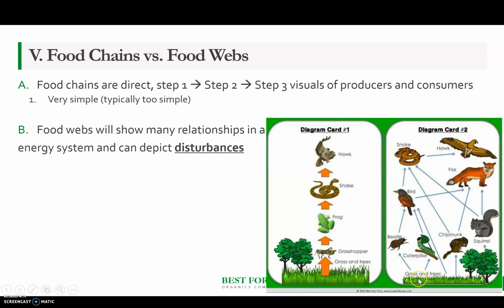So now you're seeing that you have the grass and the trees and which organisms are eating what. And you see that the fox actually consumes 3 different types of organisms. It consumes the bird, the chipmunk, and the squirrel. So you can see the relationships between them a lot better here on the food web than you can on the food chain.